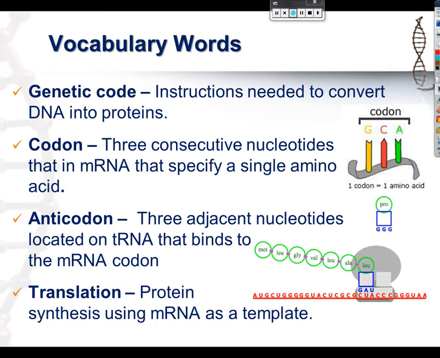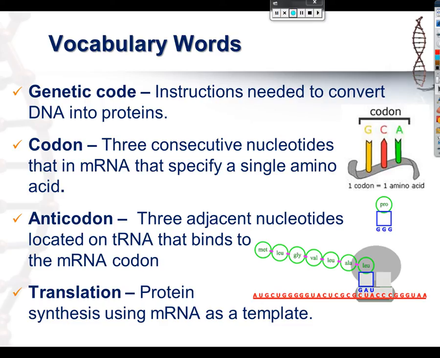When we talk about these nitrogenous bases, we usually refer to them as being in groups of 3. When they are 3 consecutive nucleotides, we call that a codon. And a codon is what's going to be used to make a specific single amino acid in mRNA. The anticodon is the opposite side, the one that tRNA brings and links to on the mRNA.